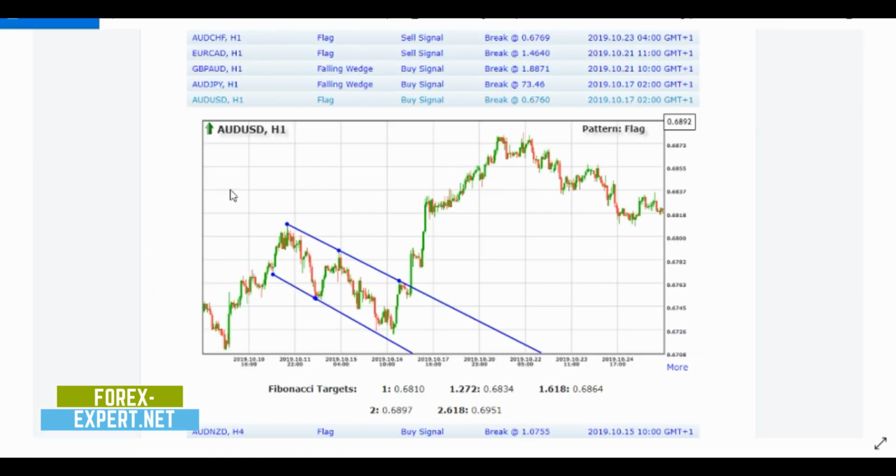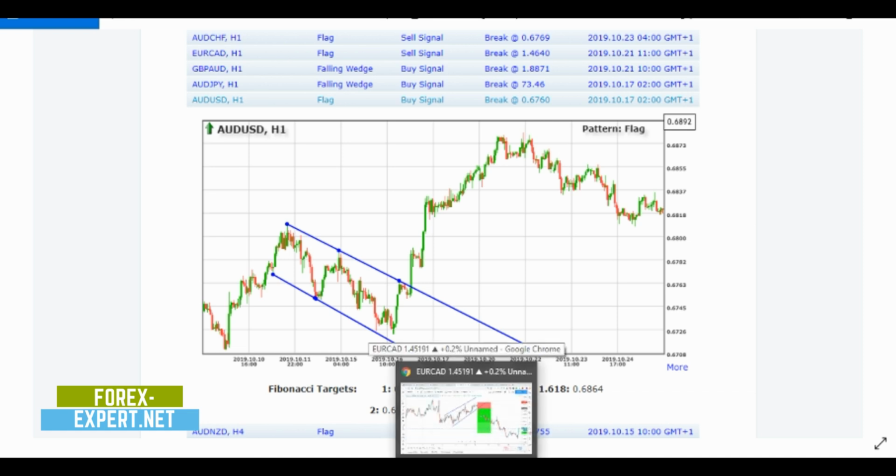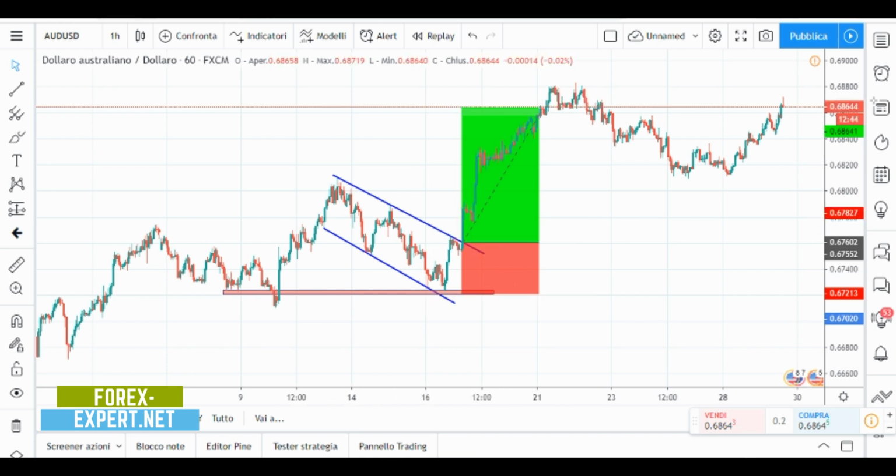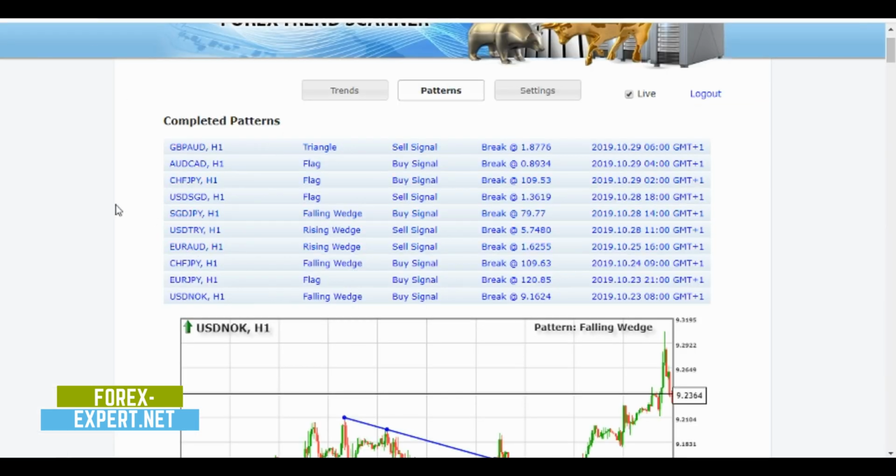Let me show you a second trade. We are on the Australian dollar and the USD, 1 hour time frame. We have a flag buy signal, break at 0.6760. The price reached the third target, the 1.618 Fibonacci extension. And this trade was good too, because the risk-reward ratio was around 2.7, and I had a little stop of 39 pips. You must remember that not all the trades go into profit, and the key to being successful is trading with a high risk-reward ratio.